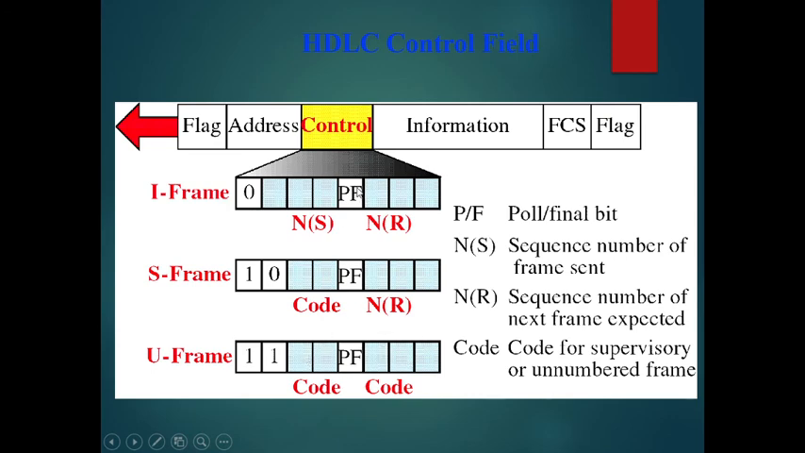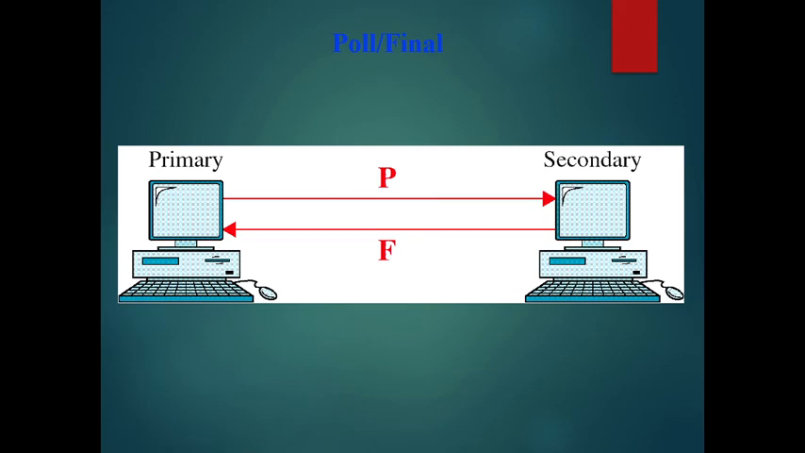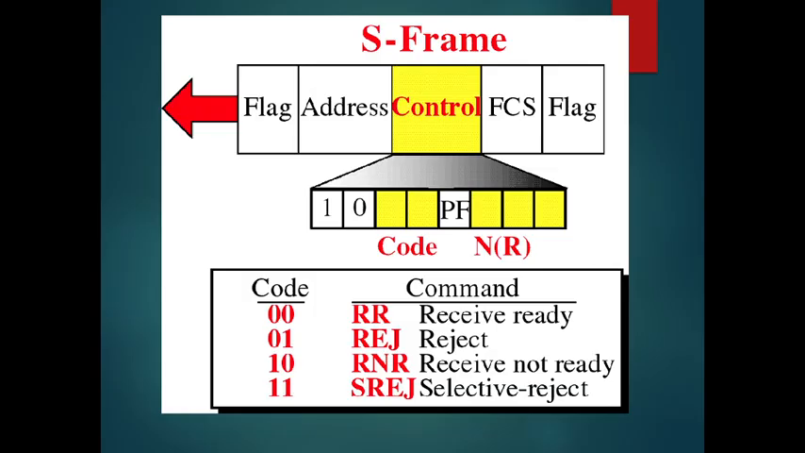And again we have a poll and final. This field, the poll and final field, is present in all the frames. So we have seen what a poll and final is. In the case of an S frame, if it starts with 1 and 0, it is an S frame. Then we have a poll and final and N(R), and some code bits after 1 and 0. So we can see what they represent.